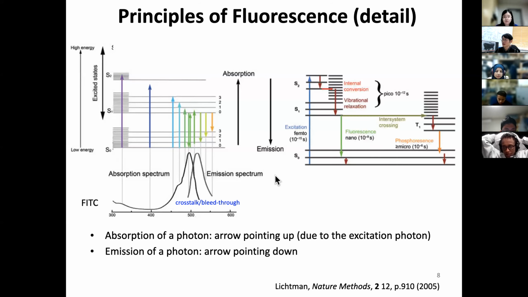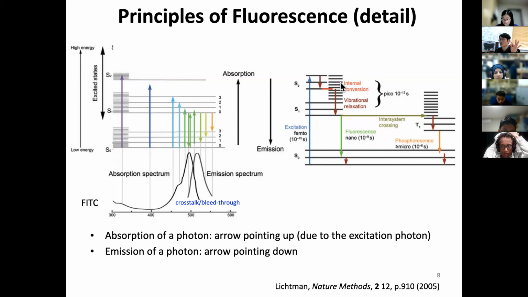And I want to think about the temporal dynamics. Okay, so first, the arrow pointing up means excitation, and down means emission. You already probably know. But I also want to explain this temporal aspect. How long does it take for a molecule to go into the excited state? In fact, it's super fast. It's on the femtosecond order, so it's instantaneous.